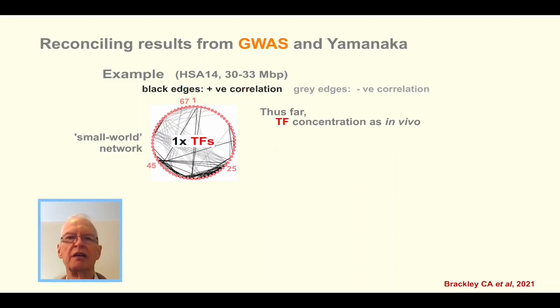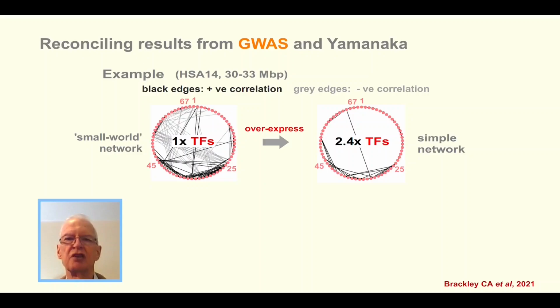But thus far, in all the simulations that I've described, the factor concentration is approximating that found in vivo, where the number of factors is smaller than the number of binding pink beads. But recall that in Yamanaka's experiment, he overexpressed factors. So we'll do that in the computer and raise the concentration of factors only 2.4-fold. And now you can see that the network has become much simpler.